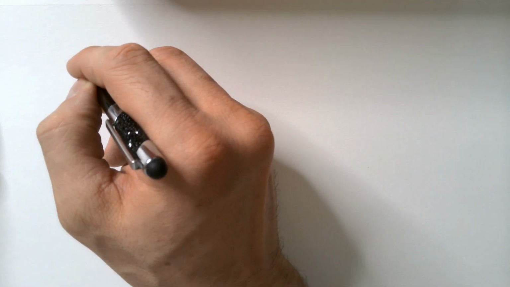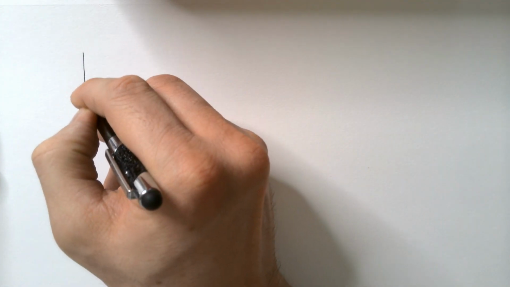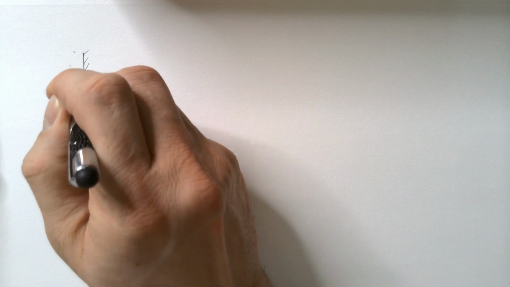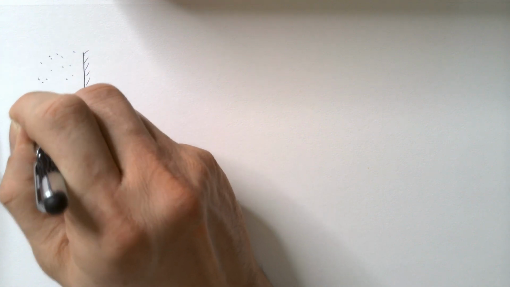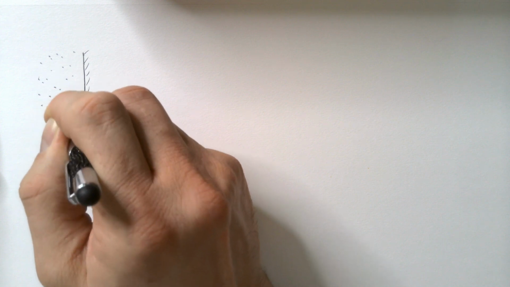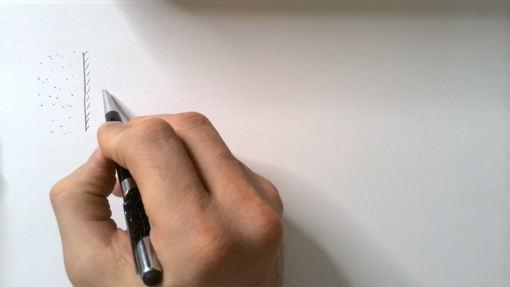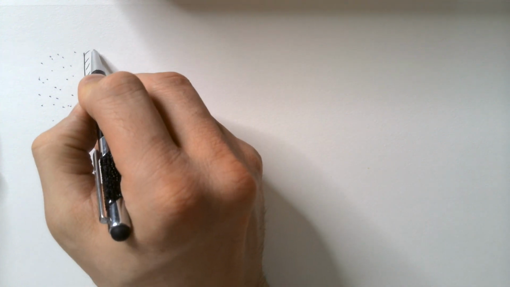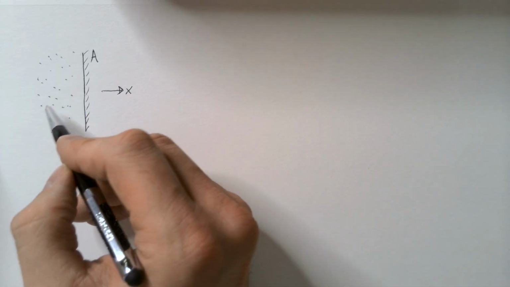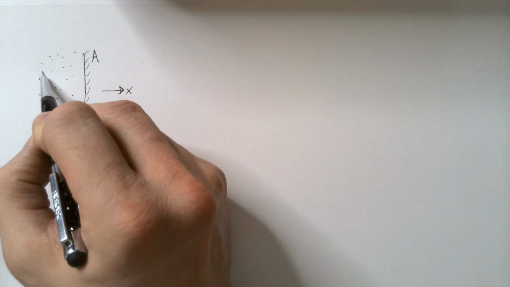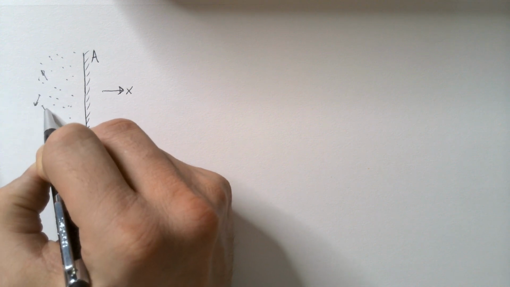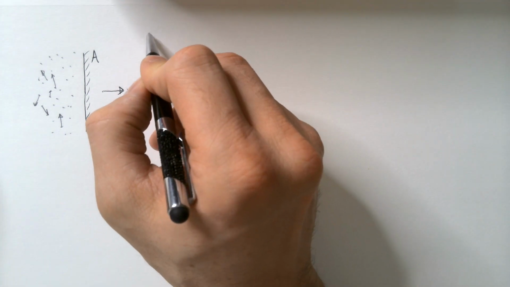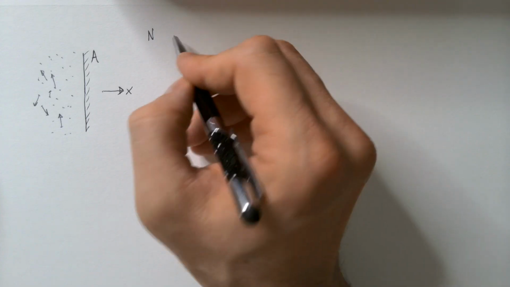Here is a wall of your room, and there are a lot of atoms and molecules of air in your room, hopefully. Let us say this is the positive x direction, and the area of this wall is A. How many of these particles that are moving in every given direction are going to hit your wall? Say that there are n particles in your room.